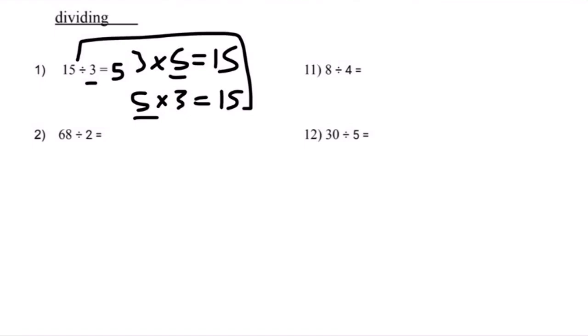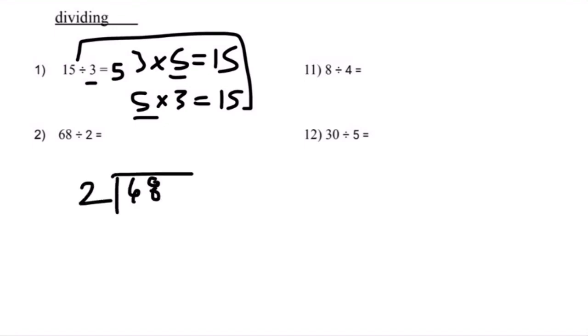Number 2, 68 divided by 2. This situation is a little bit different from number 1 because number 1 are basic factors. However, for number 2, they give us a bigger number, which makes it harder to divide. Let's format it in our division form.